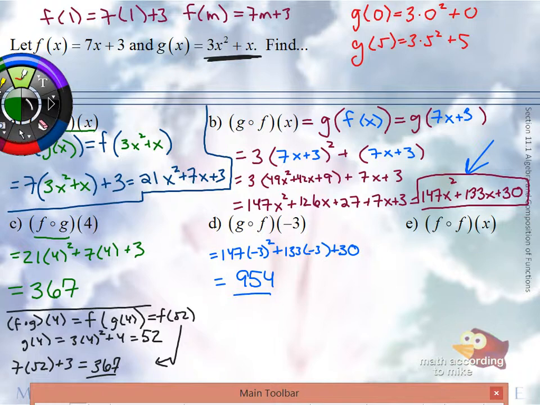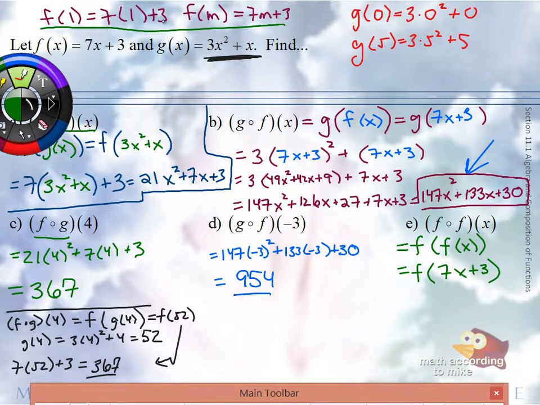By definition, this is f of f of x. What is f of x? 7x plus 3. So, just like we had up here, f of 1 says 7 times 1 plus 3. F of m says 7 times m plus 3. Whatever you're putting in for x, the function f is going to multiply it by 7 and then add 3. We're giving it 7x plus 3.